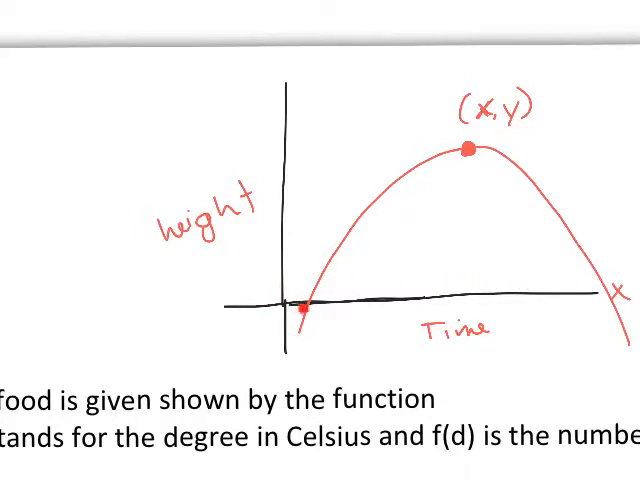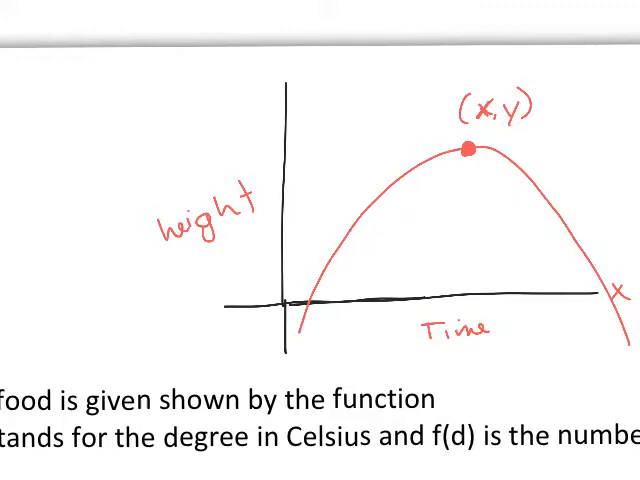So it could ask two things. It could say, let's just say this was a ball, at what time was the ball the highest? That would be the x value of the vertex, the time at which it's at its highest point. Or it could ask you just flat out, how high did the ball travel? And that would be the y value of the vertex, okay?